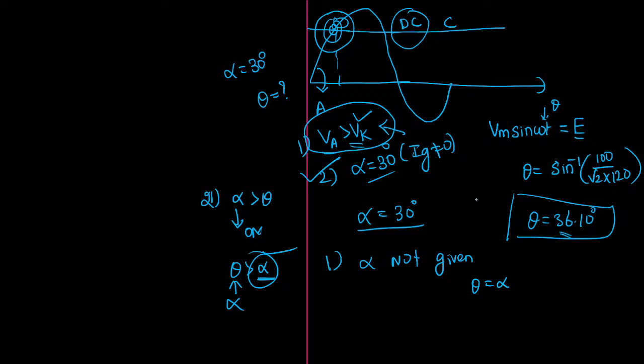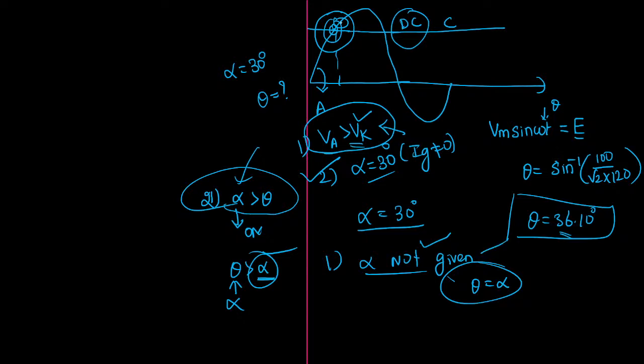In most of the questions, either alpha will be given, and if alpha is given, the first condition will be satisfied: alpha will be greater than theta. So directly when alpha is given, it will turn on. Another case is that alpha will not be given. Then by default you can take theta equal to alpha. By considering this, now you can turn on the SCR and draw the output waveform.